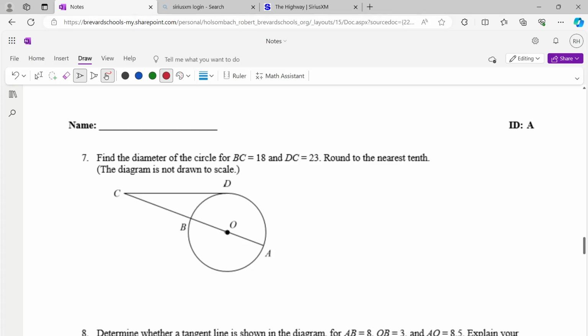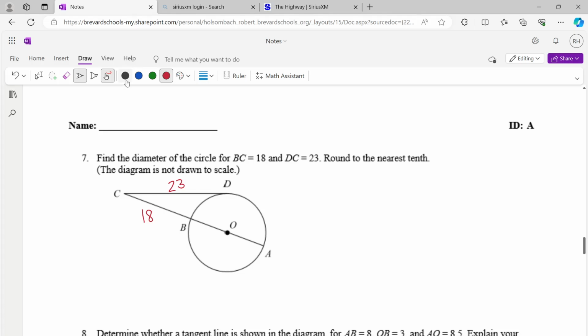All right, problem number 7. Find the diameter of the circle for BC is 18, DC is 23. Round to the nearest tenth. Okay.